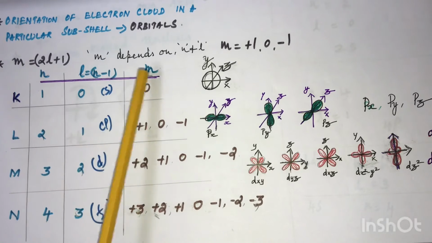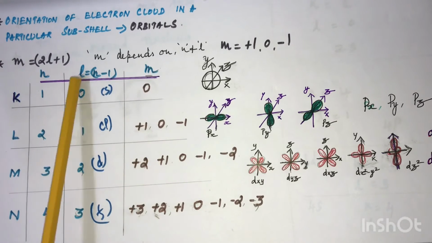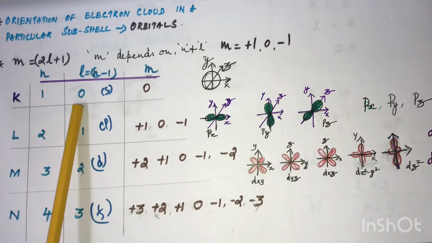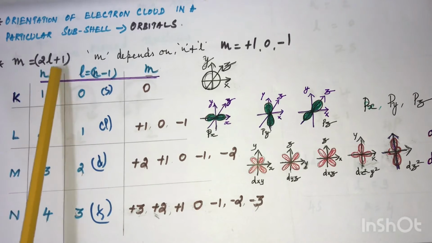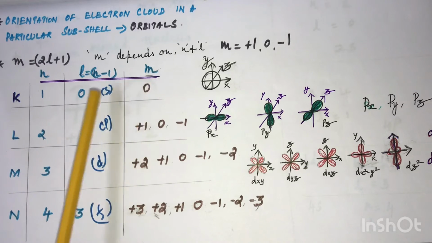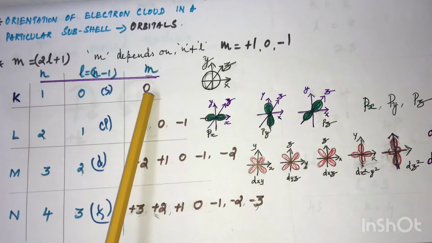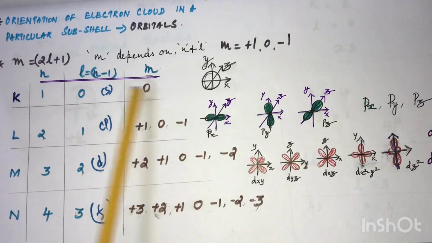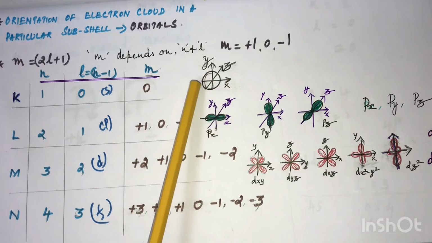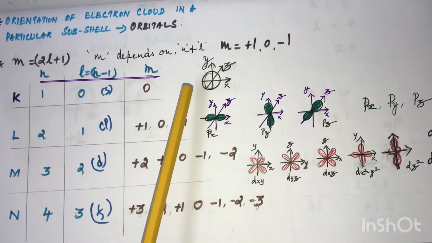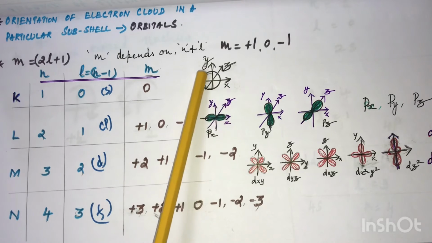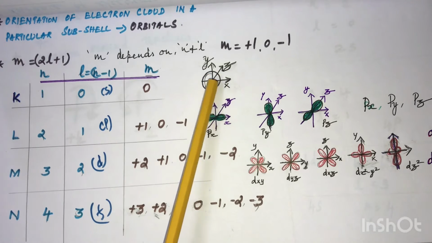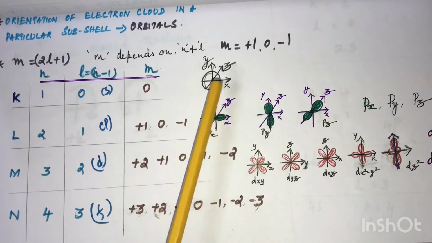Now for example, how can m be calculated for the value of l equal to 0? If we substitute in m equal to 2l plus 1, 2 into 0 plus 1, it is 1. For the s orbital, the m value is 0. So s orbital is spherically symmetrical. Along the x, y, z axis, the distribution is the same in all directions. So s orbital is spherically symmetrical.